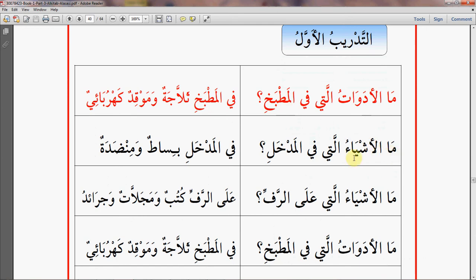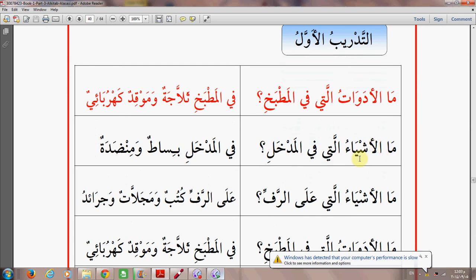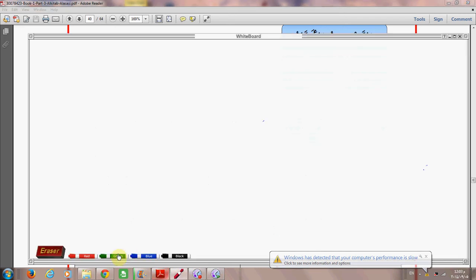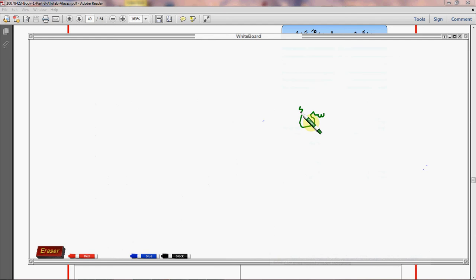Now, ما الأشياء التي في المطبخ؟ الأشياء, the things. Could you see الأشياء is the plural of the word شيء. شيء is the singular. شيء is masculine, masculine singular.